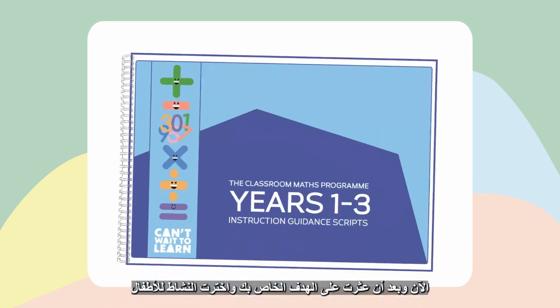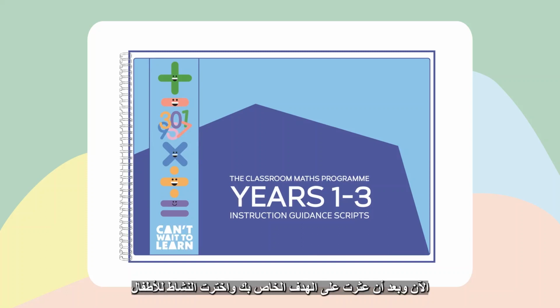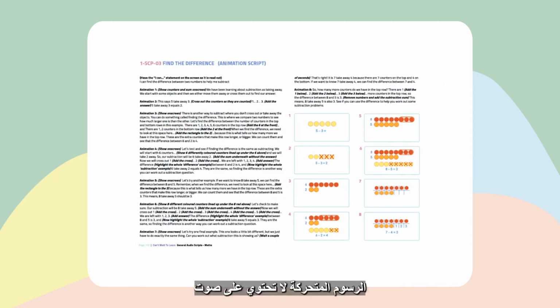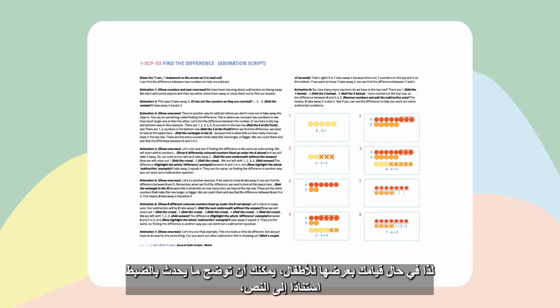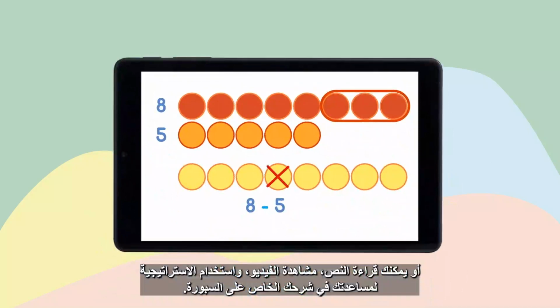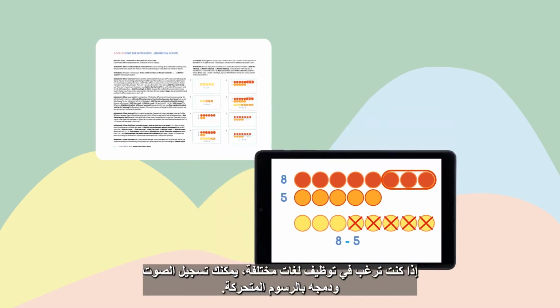Now you have found your objective and chosen your activity for the children. It's time to read the video script in the instruction guidance book and watch the animation. The animation has no audio, so if you show it to the children, you can explain exactly what is happening based on the script. Or you can read the script, watch the video, and use the strategy to help you do your own explanation on the board. If you want to contextualize to different languages, you can record the audio and put it over the animation.